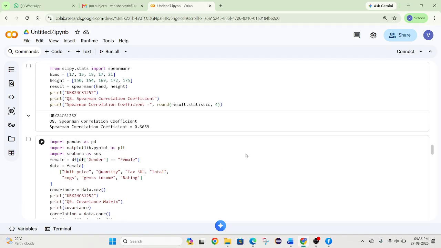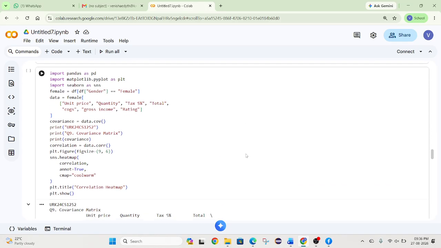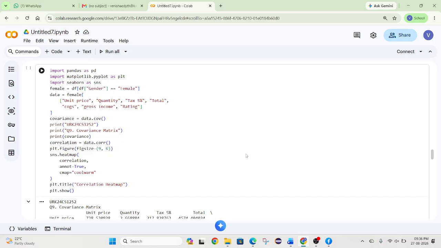Next, the ninth question is the covariance and heat map. Here we take several numerical columns from the data set. First, we calculate the covariance to see how the variables change together. Then we calculate the correlation. And finally, we show the relationship visually using a heat map.